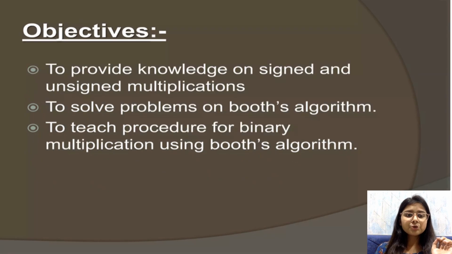So let's move on to the objectives. What are the objectives? The first objective is to provide knowledge on signed and unsigned multiplication. Okay, so what is the difference between signed and unsigned multiplication? Then we are going to solve some problems on Booth's algorithm to make it clearer for you, and to know how the procedure for binary multiplication using Booth's algorithm works.